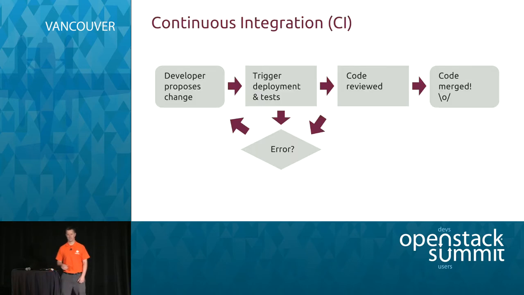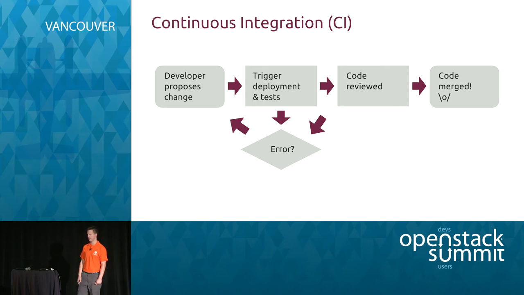So this is just your basic CI, just in case you don't follow CI or understand CI. It can be tweaked and whatnot, but basically, a developer proposes a change like I just did. It triggers a deployment and tests, and then code is reviewed, and then code's merged, hopefully. But if not, there's an error, and you start back over from scratch, right? So what we did there, I made a commit. It's triggering a deployment of OpenStack using Juju, and it's going to be running Tempest. If you're not familiar with Tempest, anybody not familiar with Tempest?